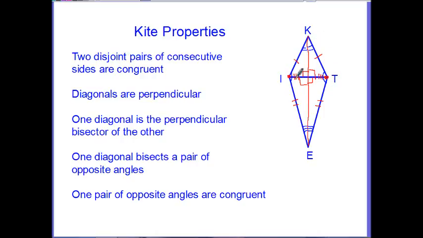So again, the angle that has the vertex where the non-congruent sides meet is the pair of opposite angles that are congruent. Now, kites are some of our most difficult quadrilaterals to kind of figure out. So these are some of our properties that we really have to look at and we really have to think about.